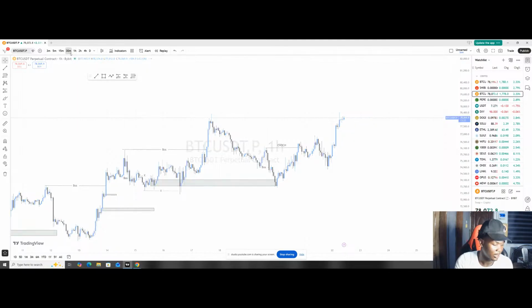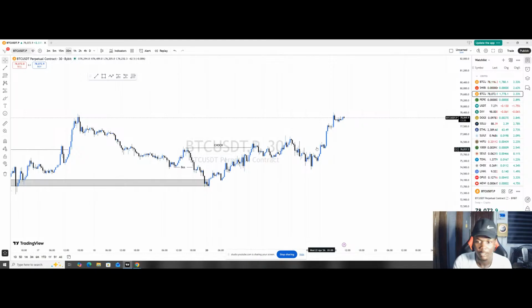Let me go to the 30 minutes time frame. So we are going to be taking our entry from this point right here. So now we have our break of structure right here.